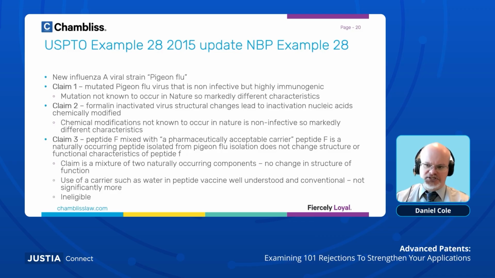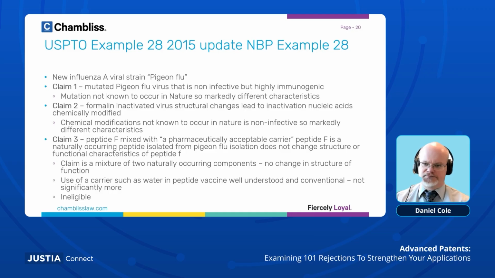Okay, so you're not changing the chemical structure of peptide F. So it is just a mixture of two naturally occurring components, no change in structure or function. The claim can include, the way it was written, a carrier such as water, which is now well understood and conventional. Since it was well understood and conventional, it was not significantly more, which is that second step of Mayo. And since it's not significantly more, it doesn't pass the second step of the Myriad Mayo two-step, and so it is ineligible.